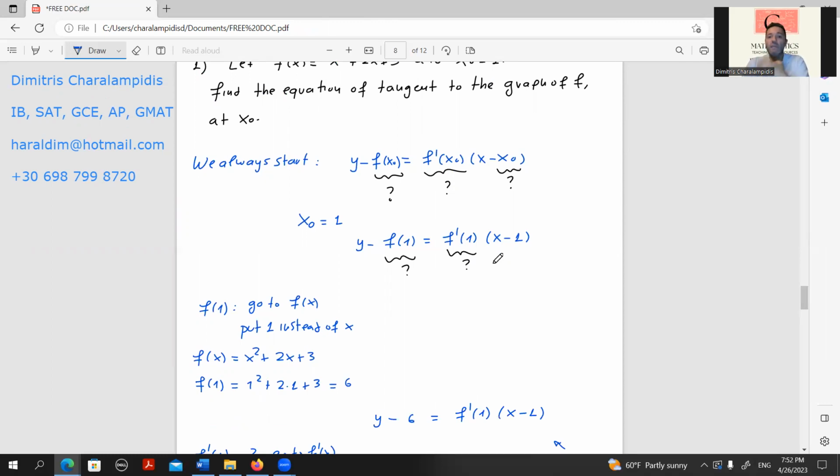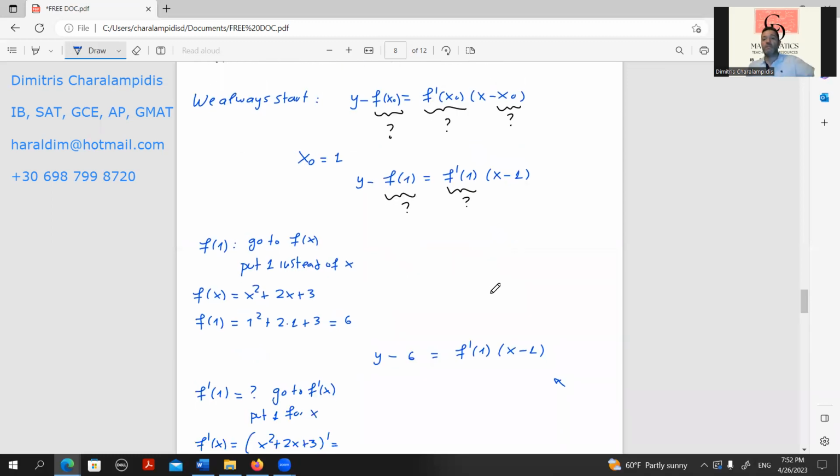x0 will always be given in our exercises. So x0 equals 1. I substitute that already. Then the next easier part is finding f of x0. And why is that? Because I already have the value of f of x, and finding f of something simply means go to the function f and instead of x, put that something. So f of 1, in that case, would have been going to f and putting 1 instead of x. Once we calculate that, we substitute it as well.